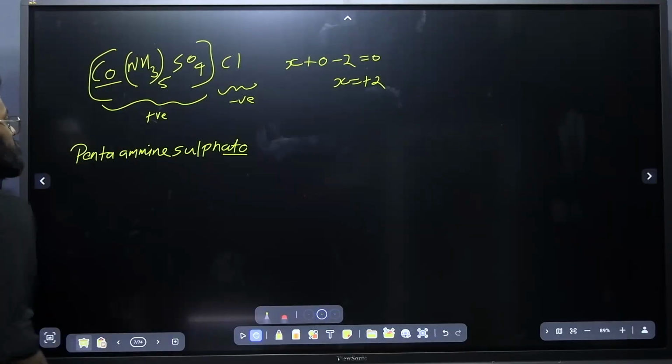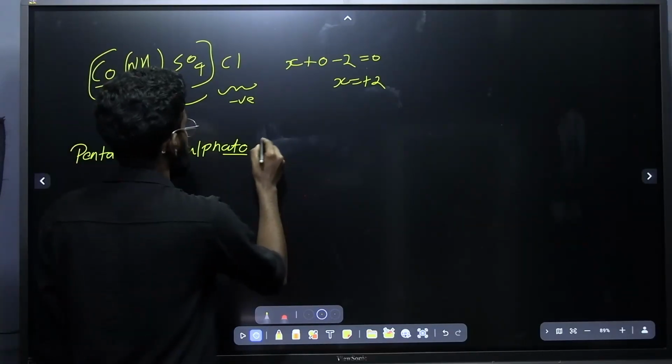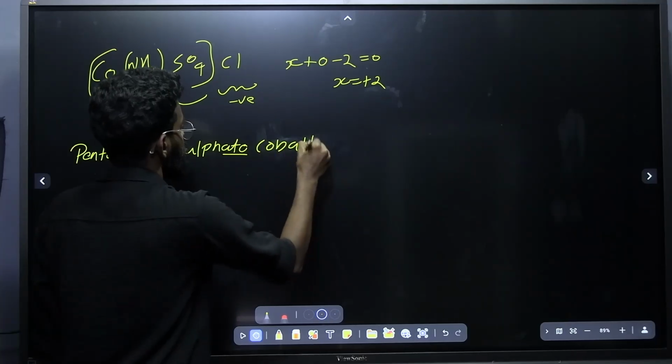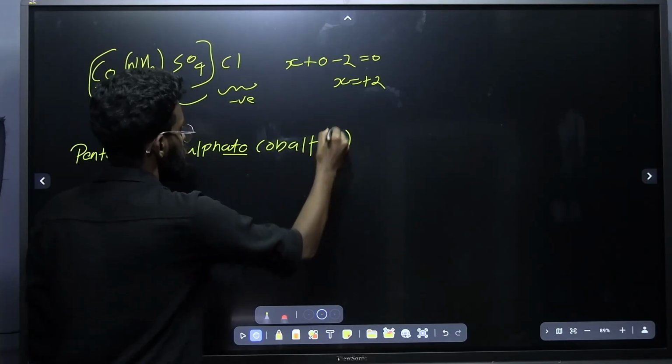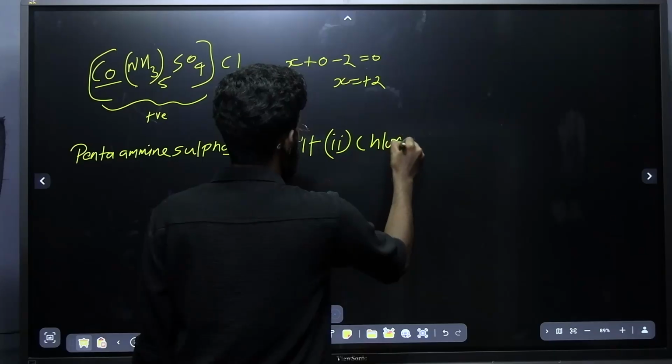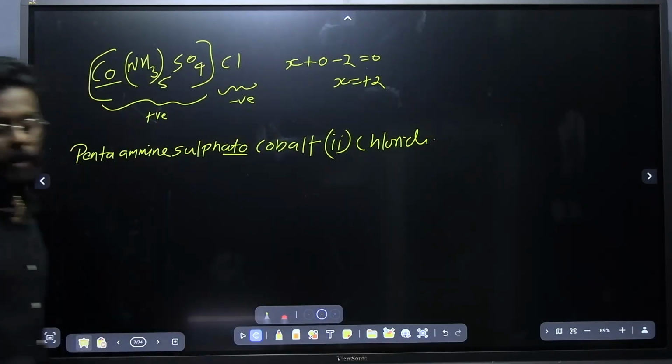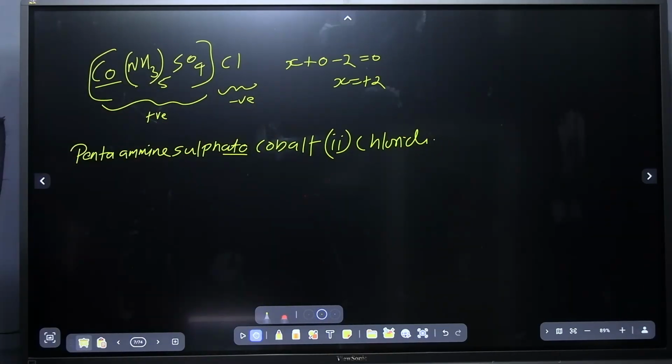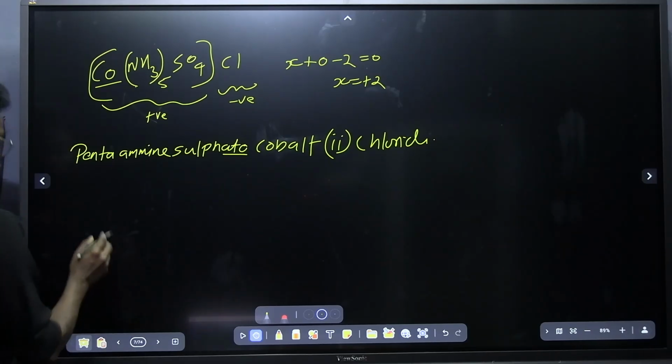Then we have to go to the central metal atom. We have to name the central metal atom. What is the central metal atom? Cobalt. Then the oxidation state, then cobalt chloride. This is how we will be naming the coordination compound. I will be giving one more example. Just note it down.